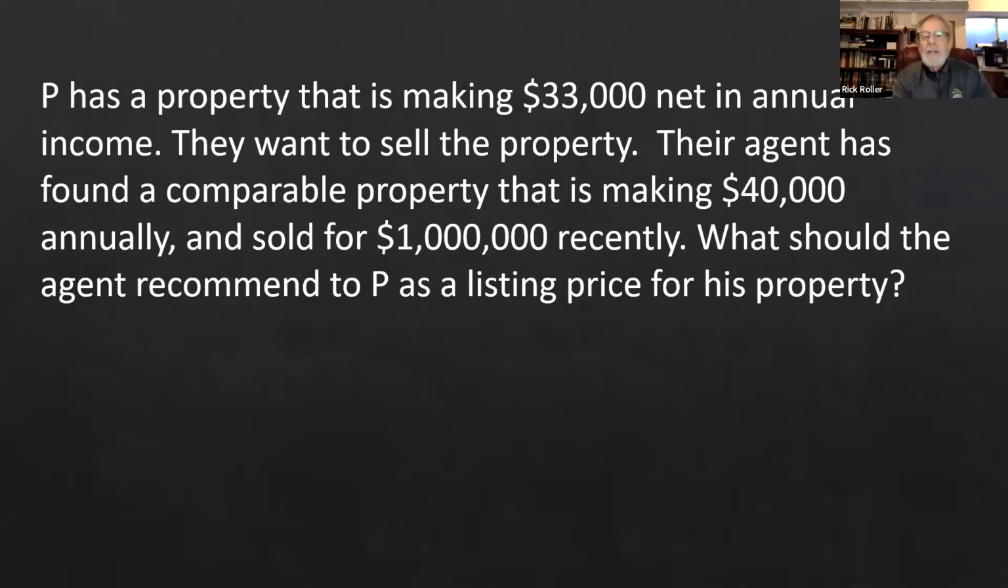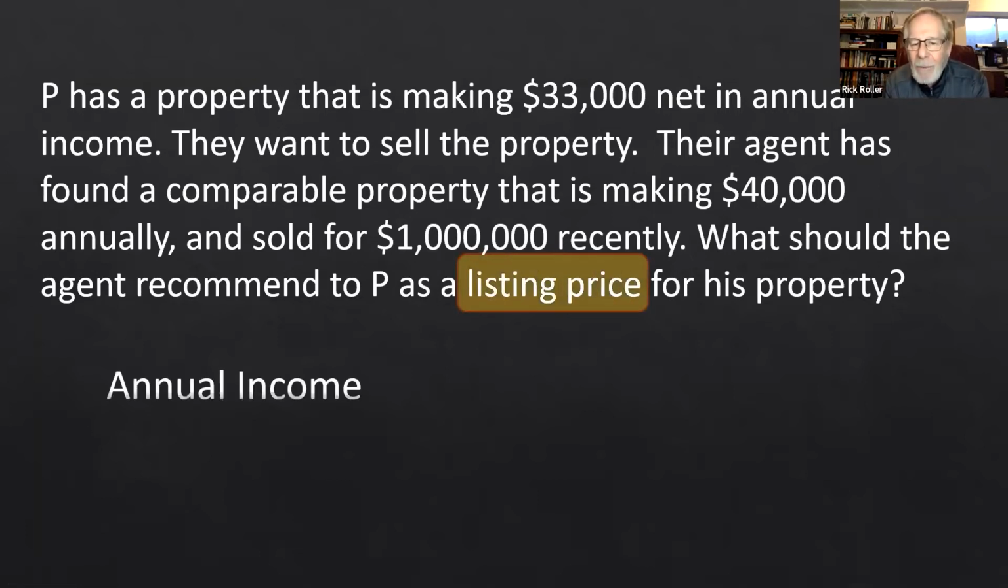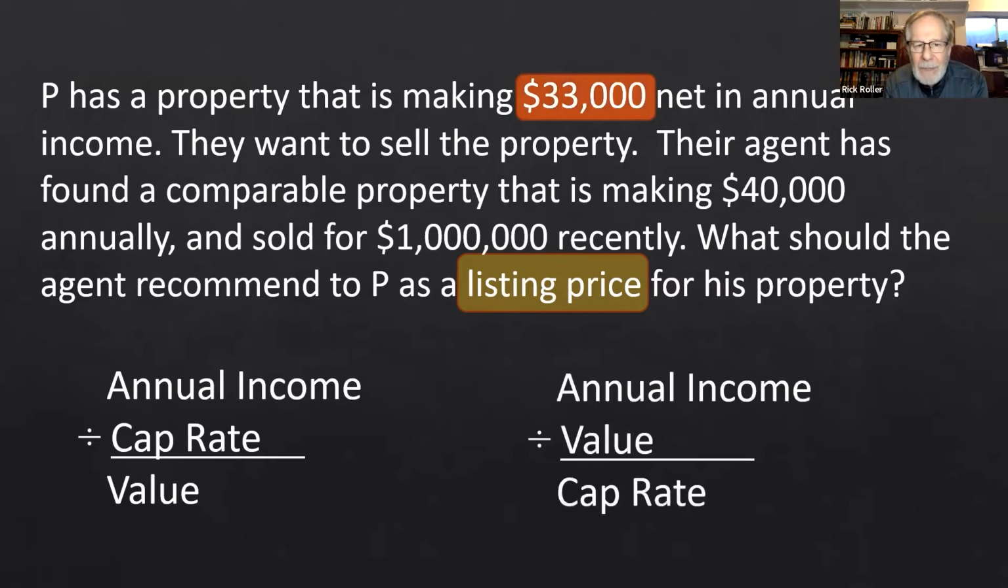Okay, let's figure it out. What we're trying to solve here is the what? We want to know what the listing price might be. But to get there, we have to come up with a cap rate, in order to come up with a value. So we have an annual income, and we have a value of a comparable property. That was $1 million, right? So what do we recommend for a list price, guys? Well, let's just plug it in the formula and see how it works.